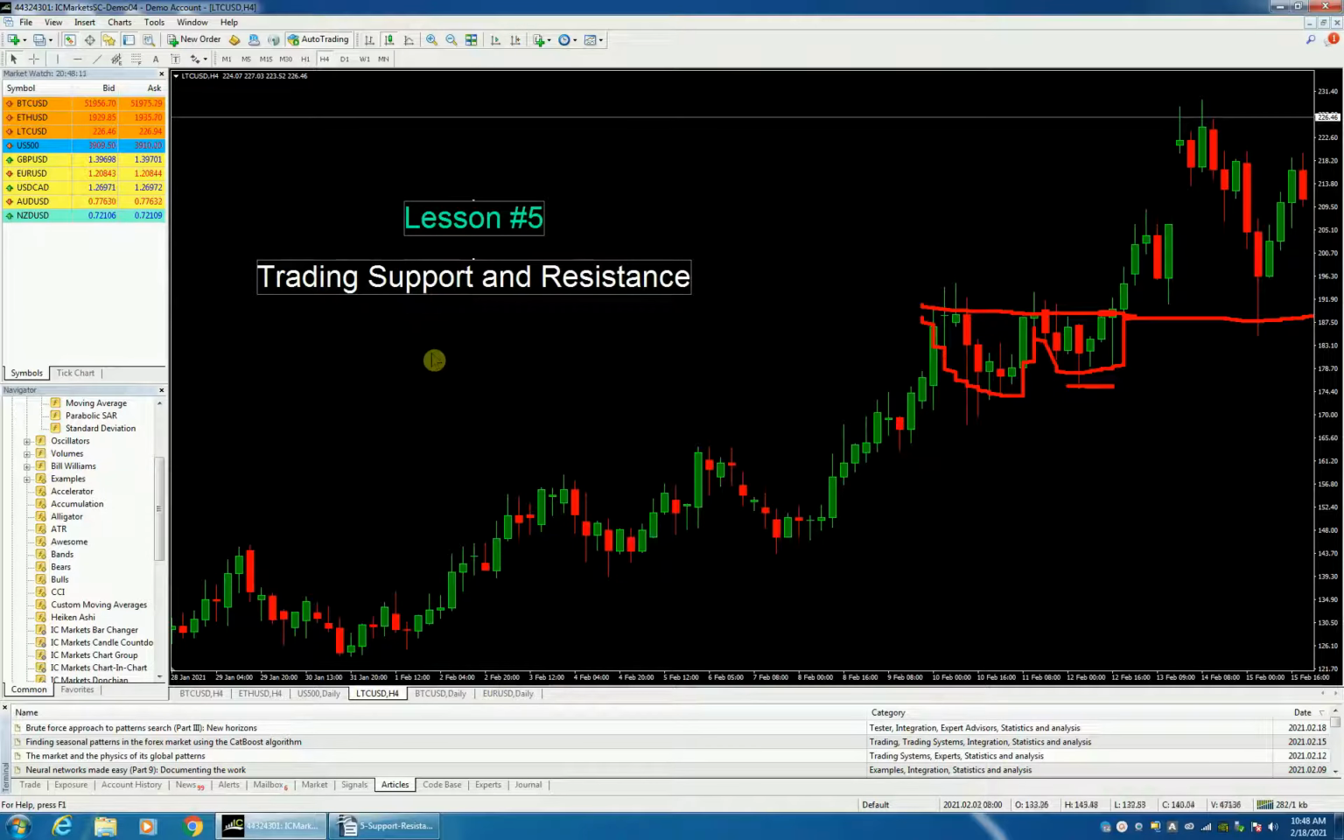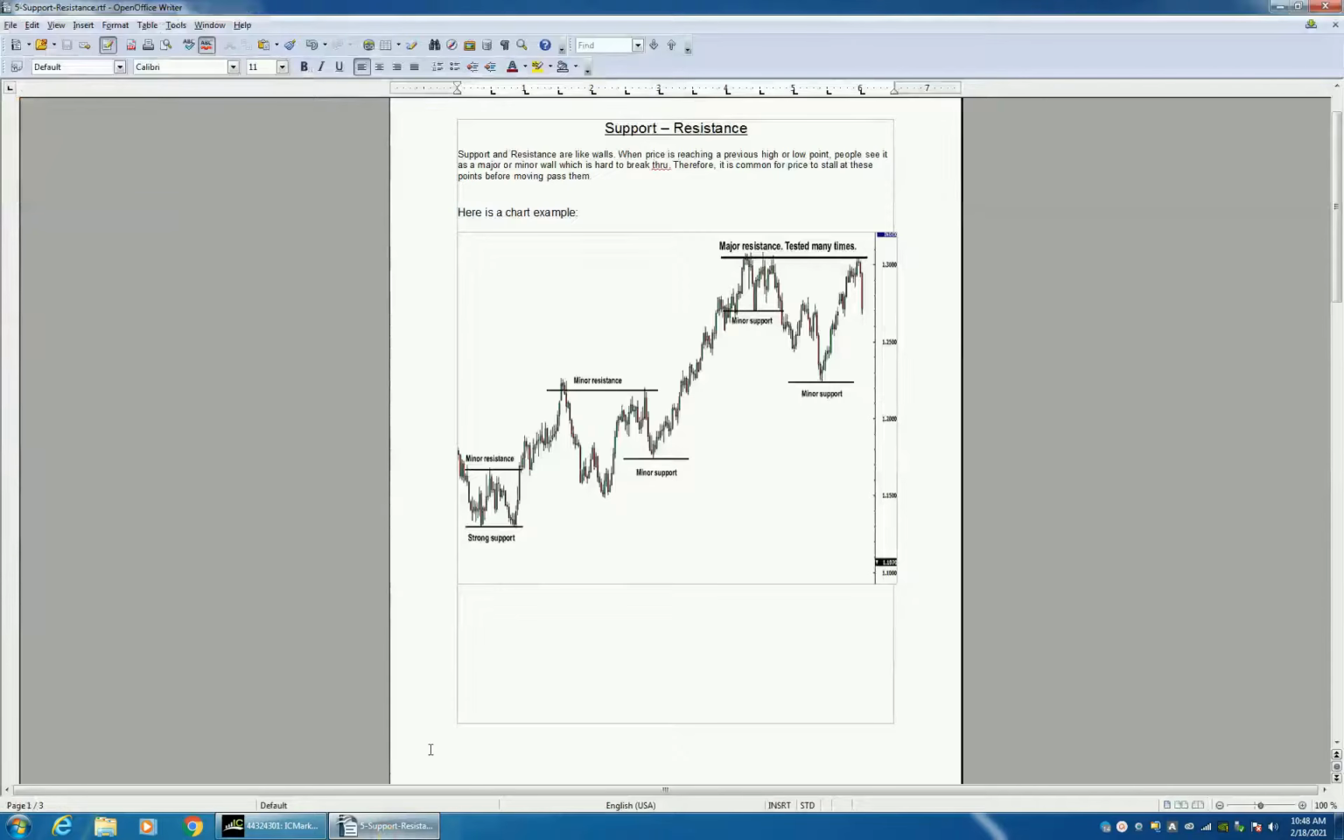All right. Trading support and resistance. These are the most important concepts every trader must know. This will enhance any strategy that you pick. Why? Let's dive right into it.